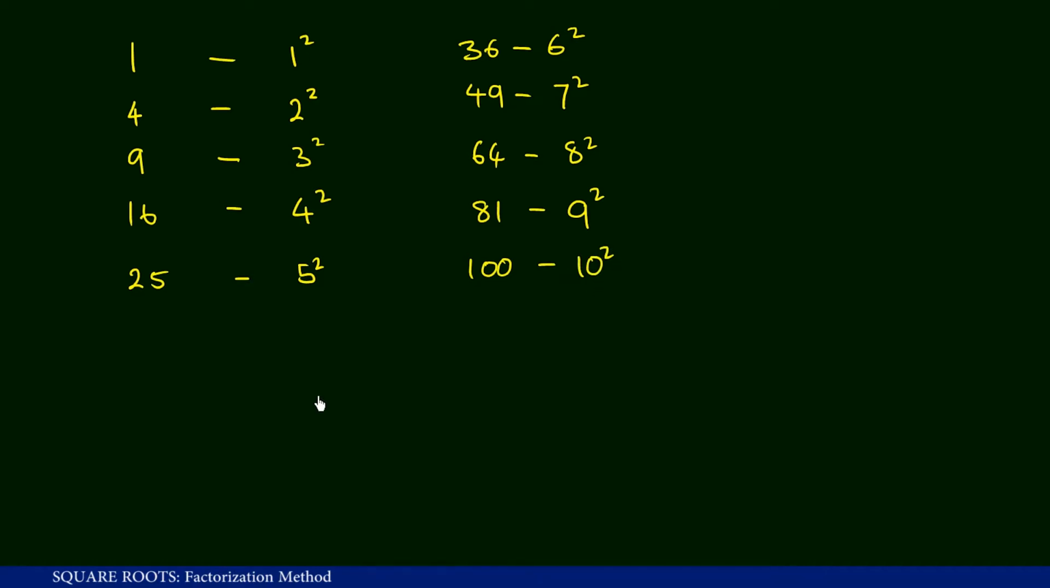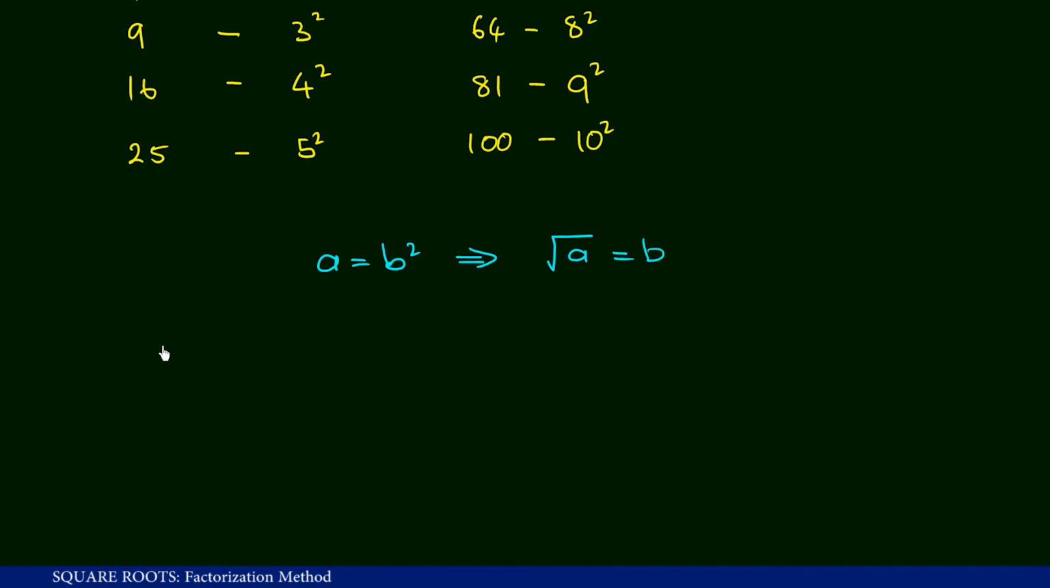We generally understand that if a is equal to b squared, then the square root of a would be equal to b. So let's revisit the exercise that we have done in the early part of this video, which is the square root of 4 that is equal to 2, because 4 is equal to 2 squared. Then the square root of 81 is equal to 9. And the square root of 225 is equal to 15.